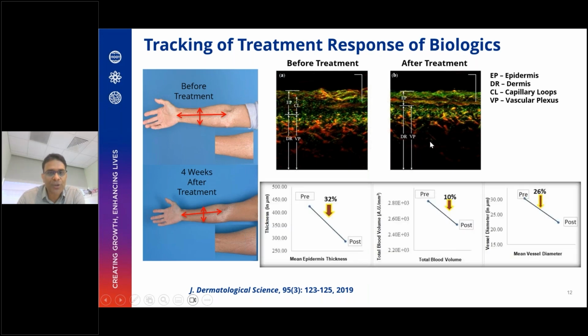vessel diameter are also changed. We could see a decrease of about 32% in epidermis thickness post-treatment, and similarly a reduction of 10% for TBV and 26% for vessel diameter after treatment. So this shows that RSOM can be used as a quantitative way to monitor the treatment response.